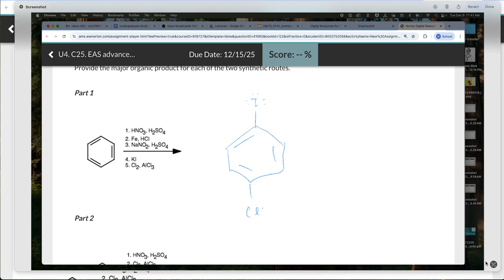Inductive effect? What do you mean? Because if you're saying inductive effect, you're saying that that group is acting as what? An activator or a deactivator? Deactivator, because I said activator.